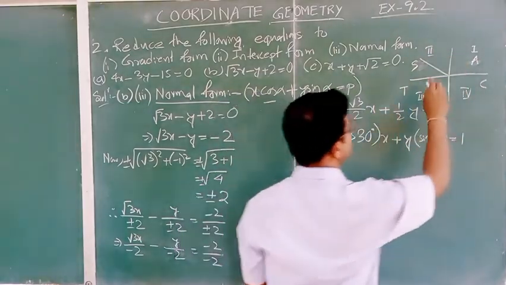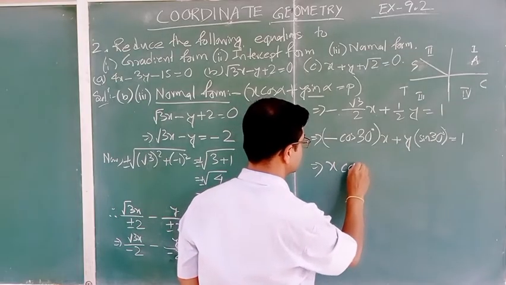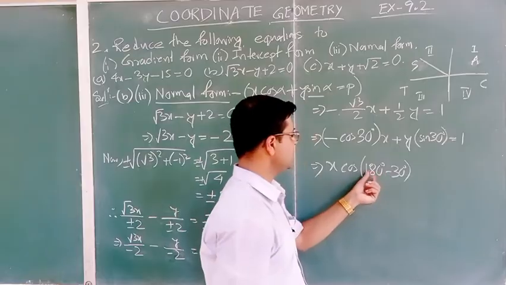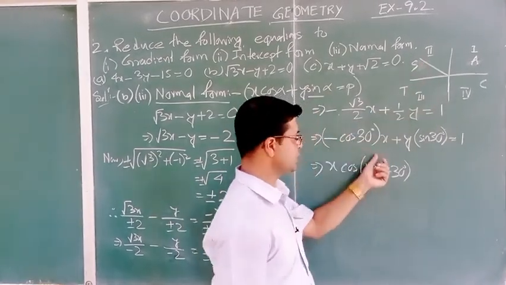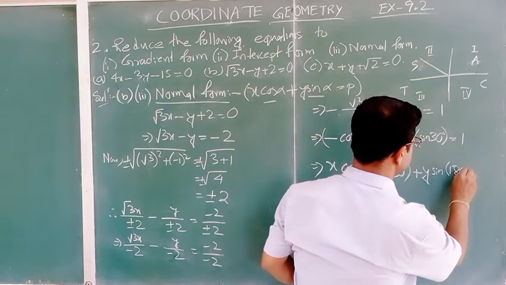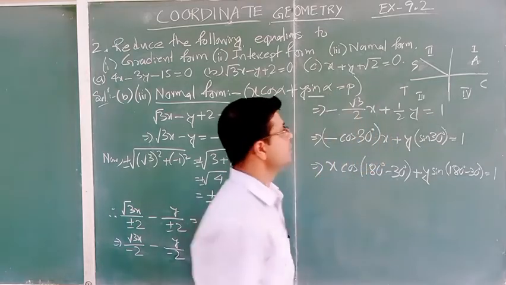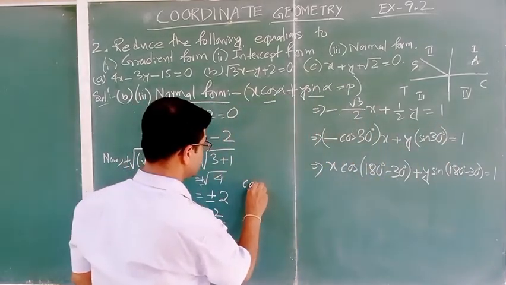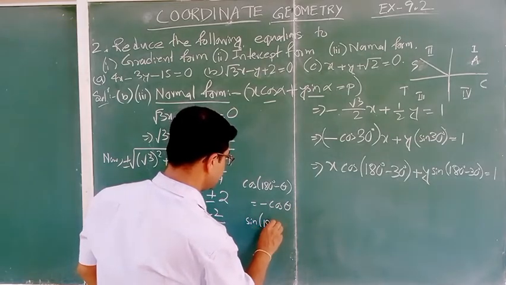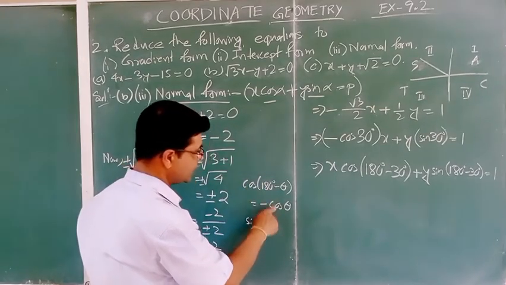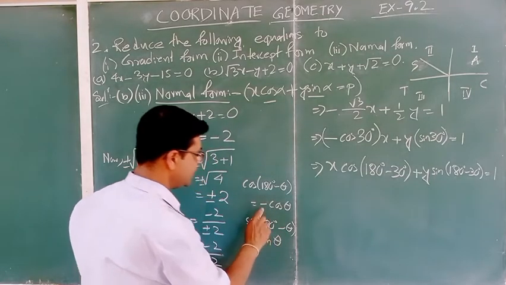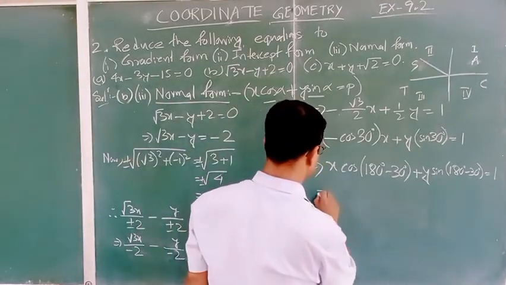Okay, so how do we represent this? The thing is very simple. Let us write x cos. This can be written as 180 degree minus 30 degree, isn't it? Cos of 180 minus 30 is cos of 30, but as it is in the second quadrant, it will be minus cos 30. Similarly, this is y sine of 180 degree minus 30 degree is equal to 1. Cos of 180 minus theta is minus cos theta, because these are even multiples of 90, so cos will remain as cos, and as it is in the second quadrant, that's why the negative sign. Again this is an even multiple of 90, so sine will remain as sine theta, and in the second quadrant sine is plus. Okay, so let us simplify.